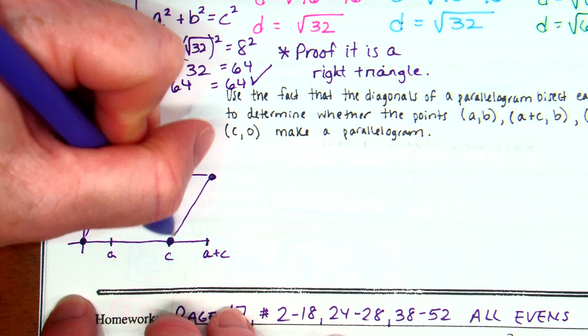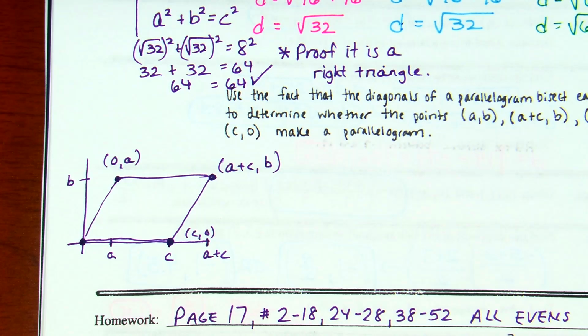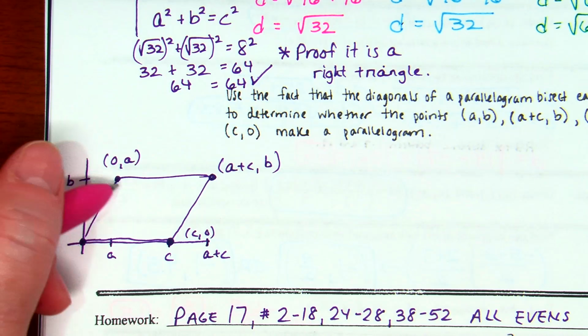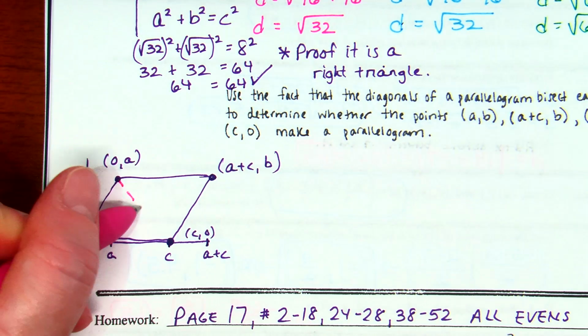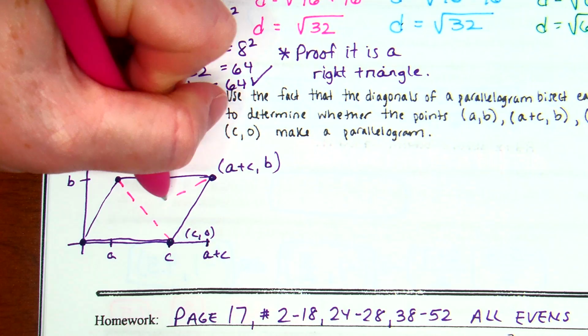Okay, and I probably should have, you obviously know this is 0, 0. This point here was C, 0. This point here was 0, A. And this point here was the A plus C, comma B. Now, the idea is the diagonals bisect each other. Can you visualize that? Oh, well, I guess that's not really in the way yet, is it? There we go. The diagonals bisect each other, so you know what we mean by diagonals, right? Going from one corner to an opposite corner.